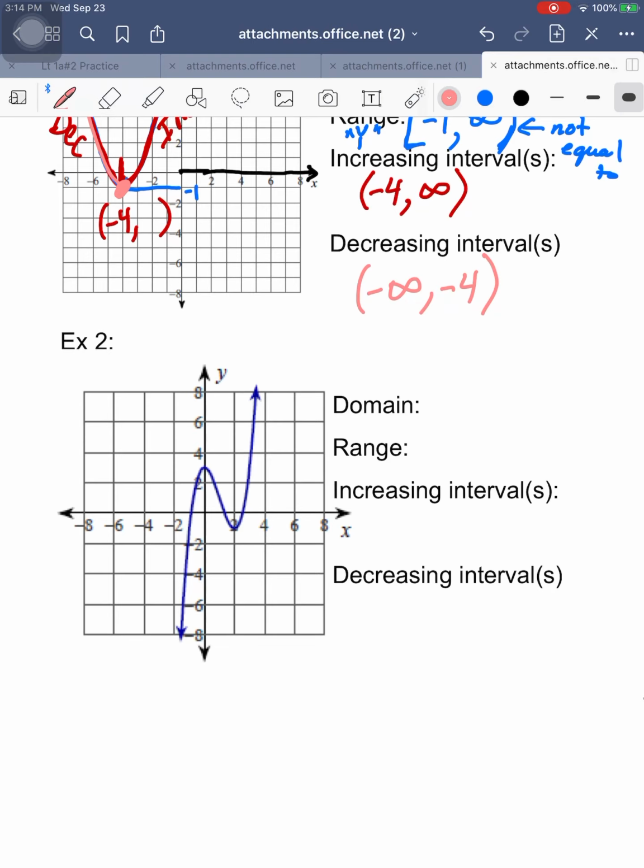Moving on to number 2, we have domain. How far left to how far right will the graph go? So we'll follow the left arrow of the graph, the left side of the graph. How far left will that go? Well, it's going to keep on going left forever. Left forever, if you're looking at just x values, left forever is -infinity.